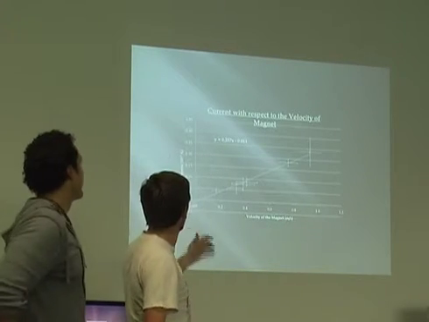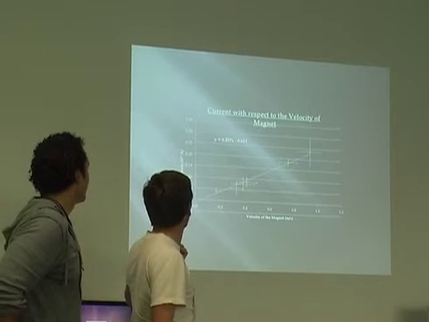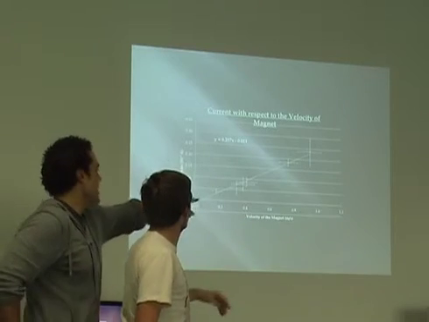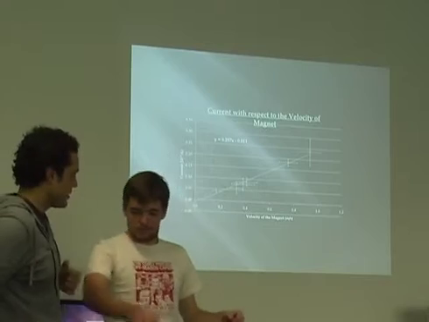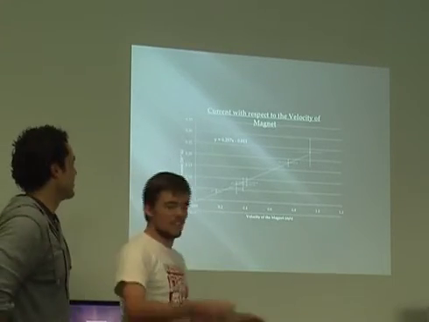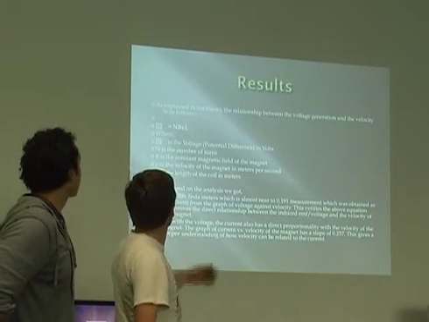Now we got current, so it's pretty much the same thing that we did. We had a magnet, and the magnet had a velocity, on the spring. Anyway, so these are our results.